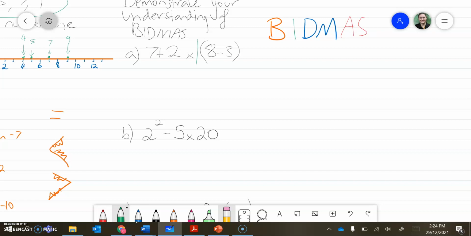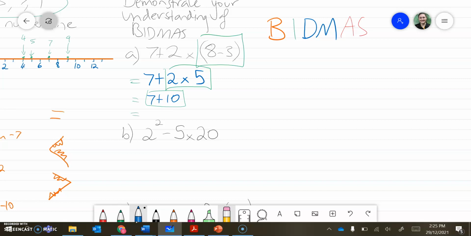So in our first one here, we are going to look at the brackets first. So we say, what is 8 minus 3? So we're going to have 7 plus 2 times 5. I then have two operations, an addition and a multiplication. So our next one is going to be our multiplication. So we then are going to have 7 plus 10. We only have one operation left. So we are going to do what's 7 plus 10? It is 17.